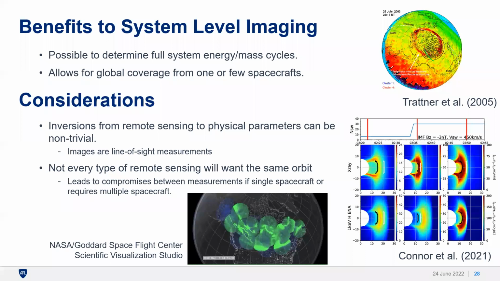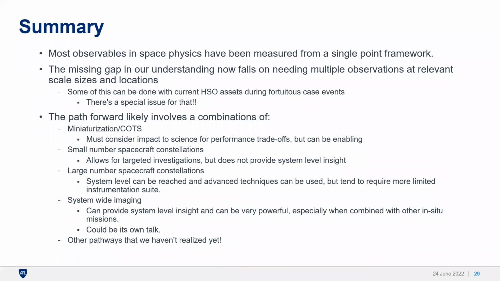So where I kind of want to summarize everything is that at this point, from my standpoint, most observables in space physics have now been measured from a single point framework. With Parker Solar Probe, we've even measured the sub-Alfvénic solar wind. There's not a lot of places where we've just never measured something. But what this really allows us to do now is think, okay, so what measurements do we need with what separations at the same time? How can we really start pushing this forward?